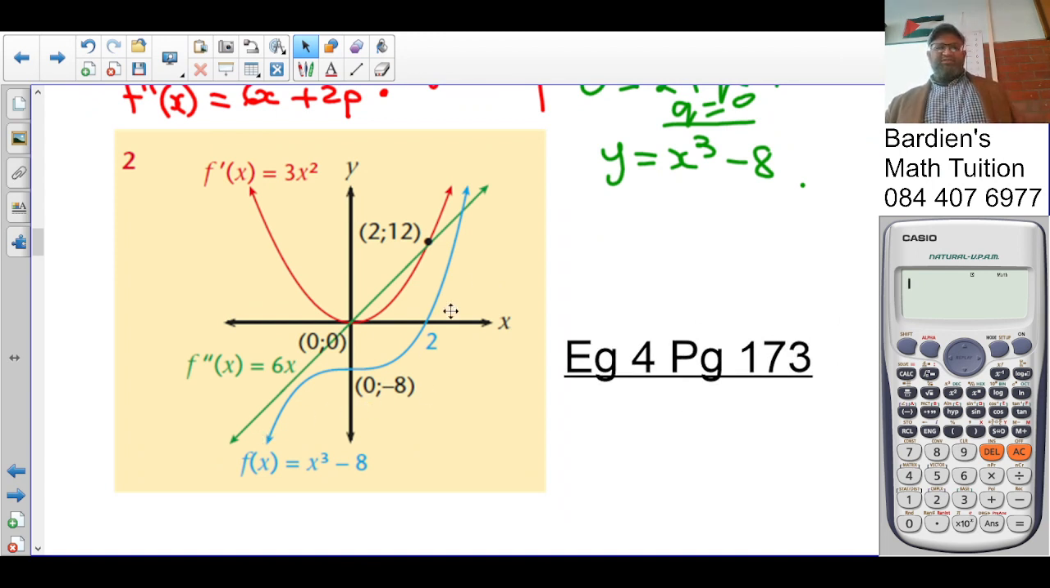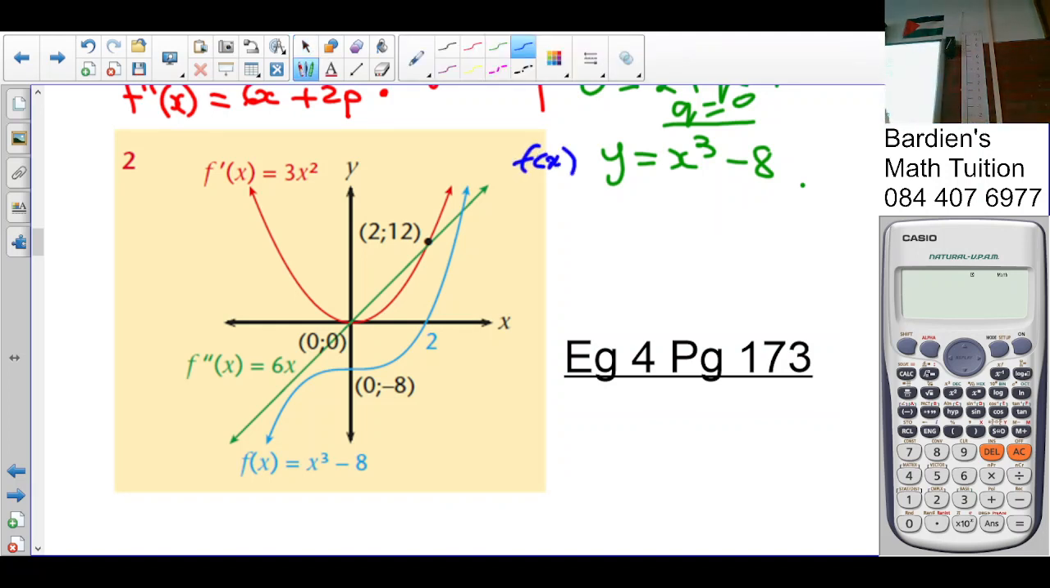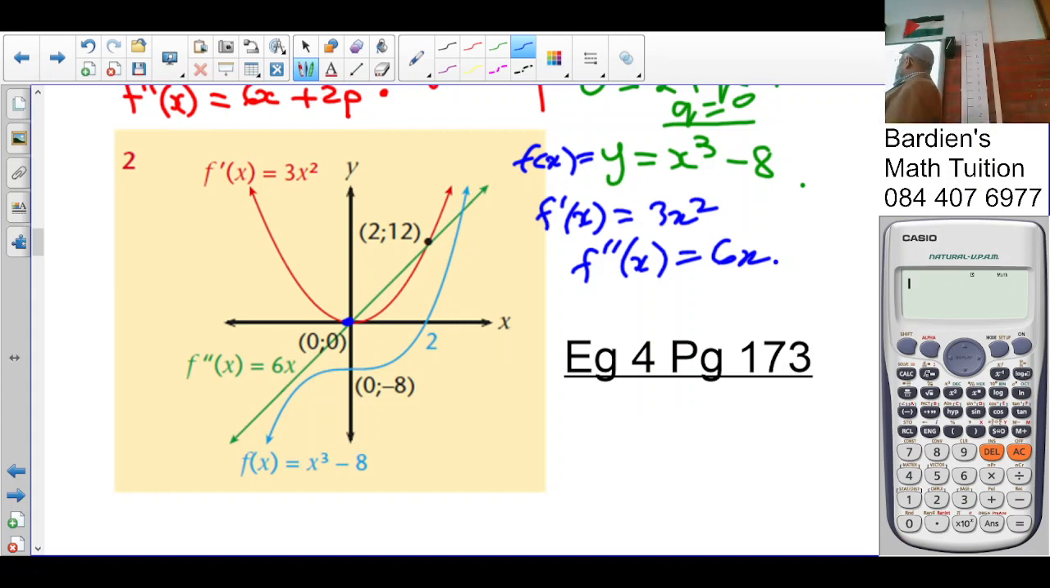As you can see, the cubic function is x cubed minus 8. If we draw the first derivative, which is f prime x, then it's going to be 3x squared. Remember, this is your f of x. Your f prime x graph is going to give you 3x squared, which is this graph here. And your f double prime of x is equal to 6x. So it will go through 0. If x is 1, y is 6. Or x is 2, y is 12, as you can see there. That point is given as well.